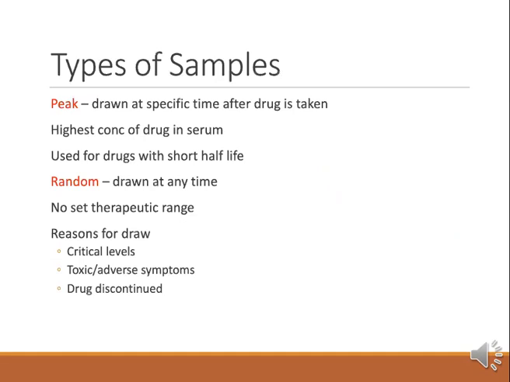So what are some of the samples that we measure in the lab, in the clinical laboratory? Well, we measure times during TDM. So you have the peak drug concentration, and peak samples are drawn at specific times after the drug has been taken by the patient. You will see the highest concentration of that drug in the serum, and it's used for drugs that have a short half-life. You could also do a random sample. You can draw that at any time. And these usually don't have a set therapeutic range.